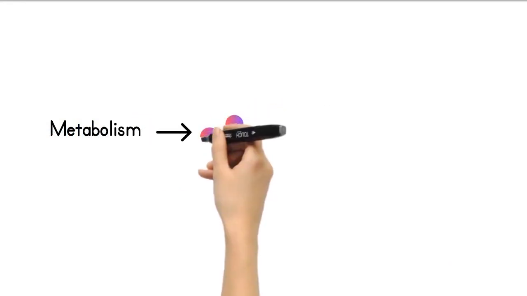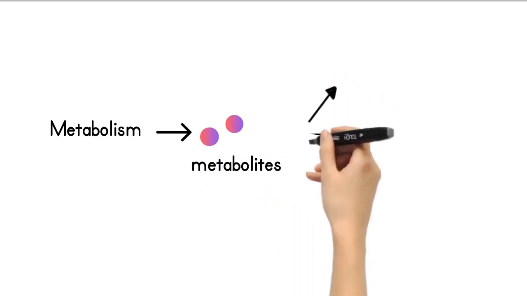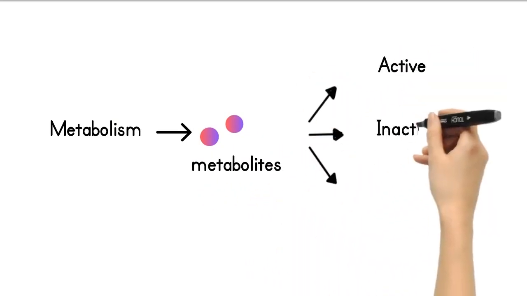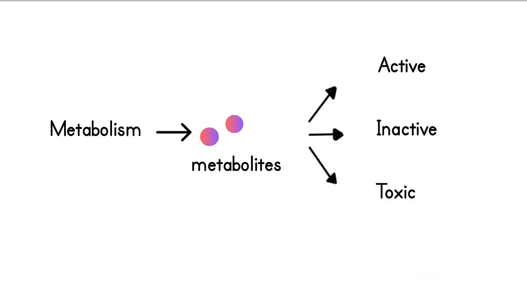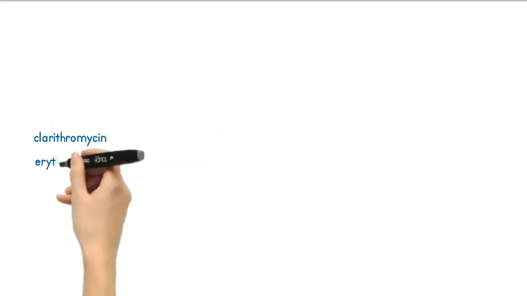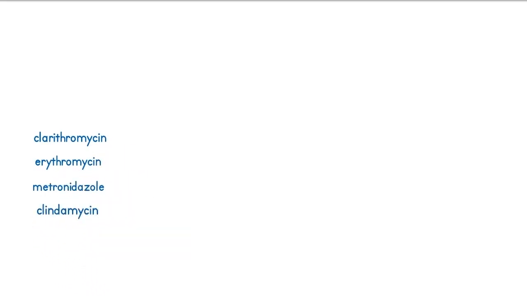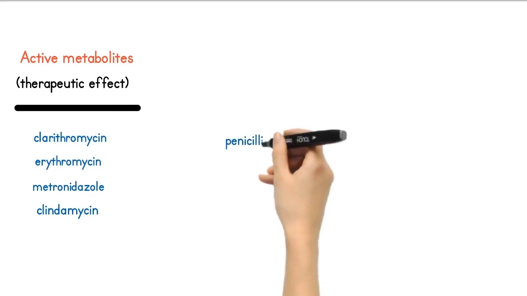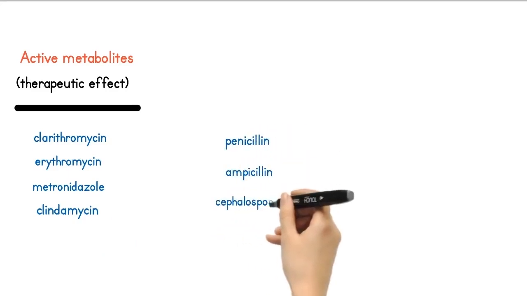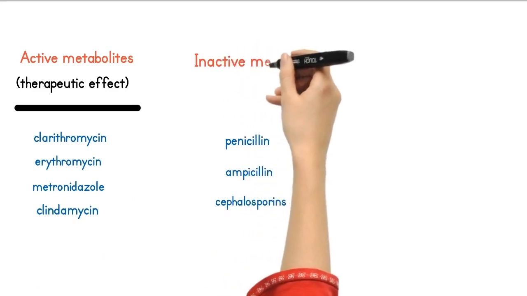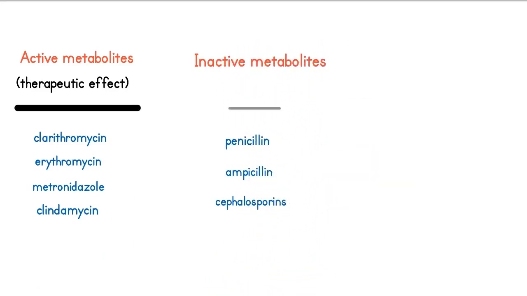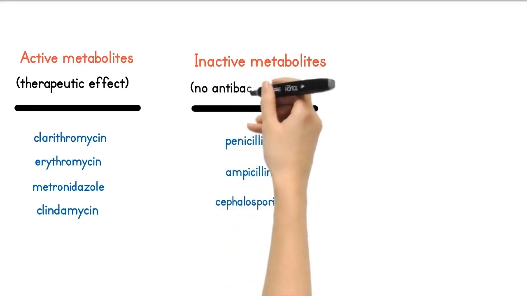The resulting byproducts of metabolism are called metabolites. They can be active, inactive, or toxic. Clarithromycin, erythromycin, metronidazole, and clindamycin are metabolized into active metabolites and they have therapeutic effects even after metabolism. Penicillin, ampicillin, and cephalosporins are metabolized into inactive forms and they do not contribute to the antibacterial action.